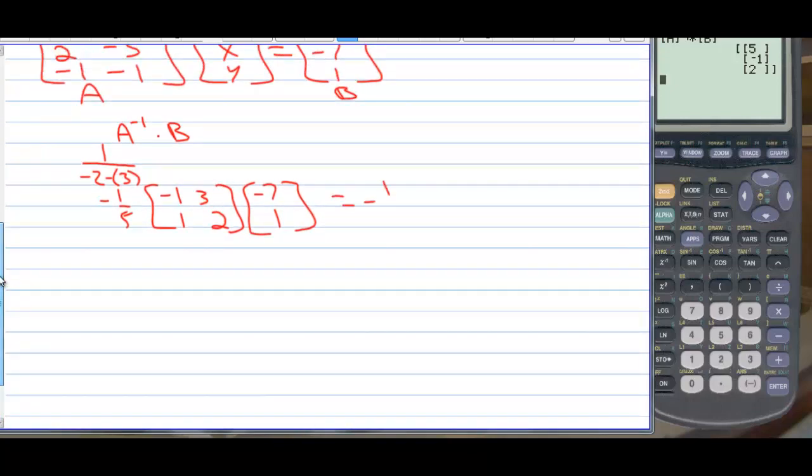That's equal to negative 1/5 times, we have 7 plus 3 is 10, then we have negative 7 plus 2 is negative 5. That's equal to negative 2, 1. So we have negative 2, 1 as the solution.